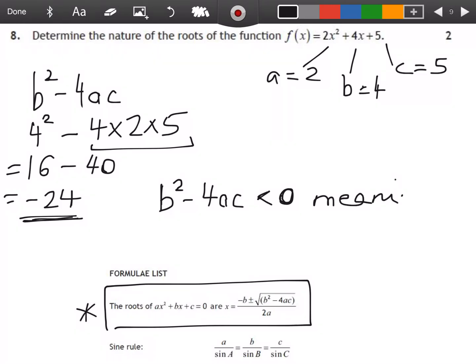So because b squared minus 4ac is less than 0, it means that there are what? No real roots. Make sure you use the word real in the question. Make sure you use the word roots in the question. Right, there's no real roots.